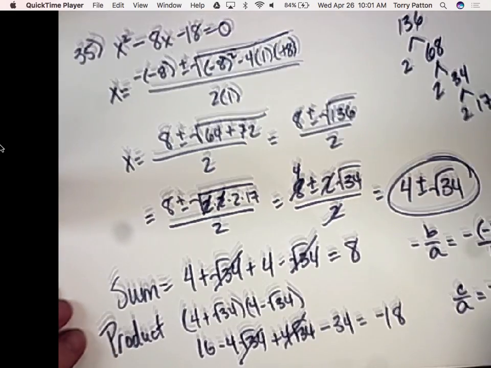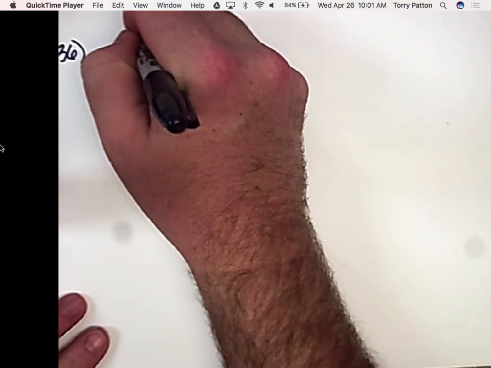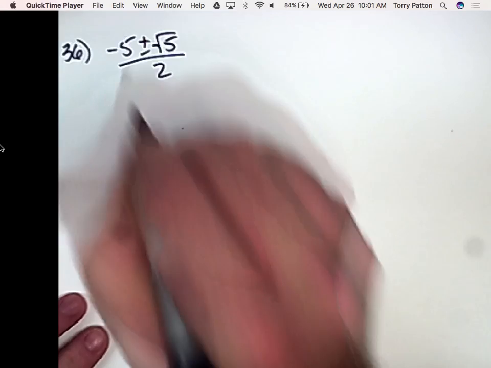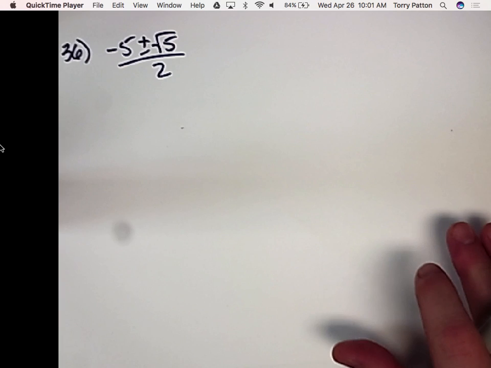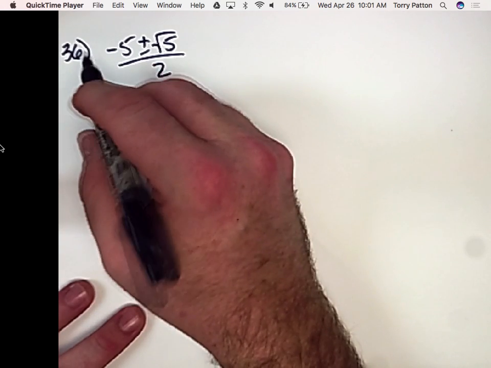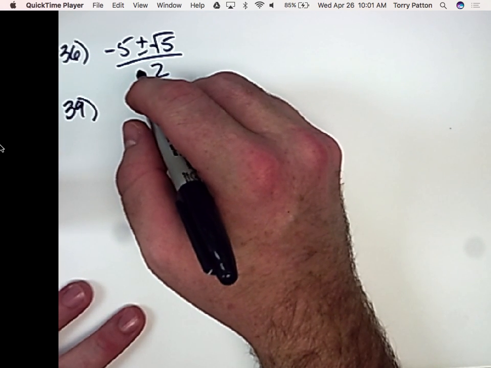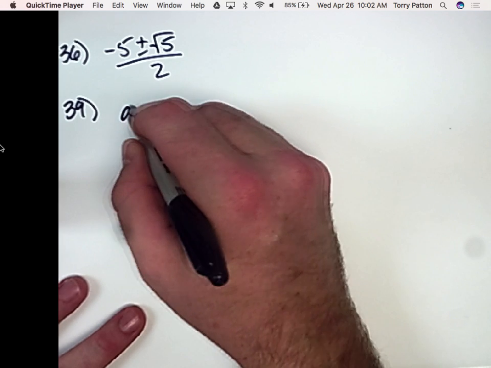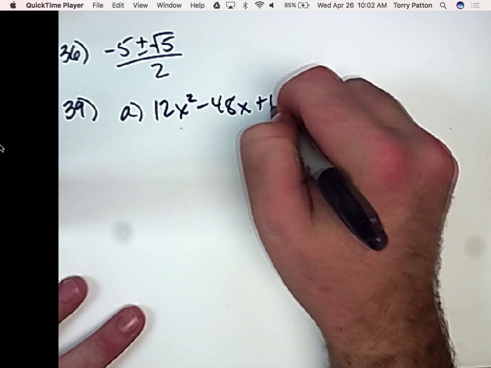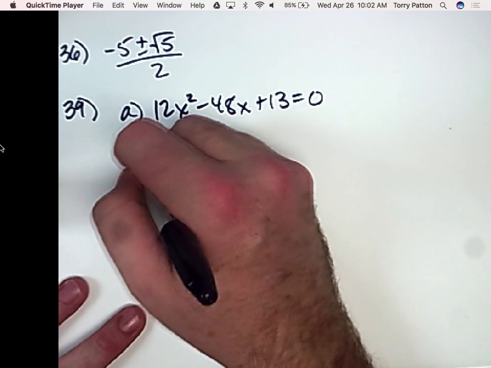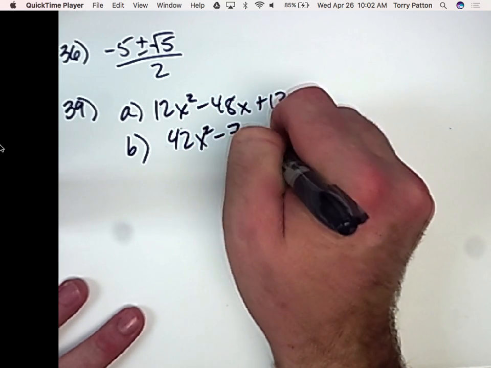Then 36 is negative 5 plus or minus the square root of 5, all over 2. You might need to see that one. Okay. 39a is 12x squared minus 48x plus 13 equals 0. 39b is 42x squared minus 7x plus 10 equals 0.